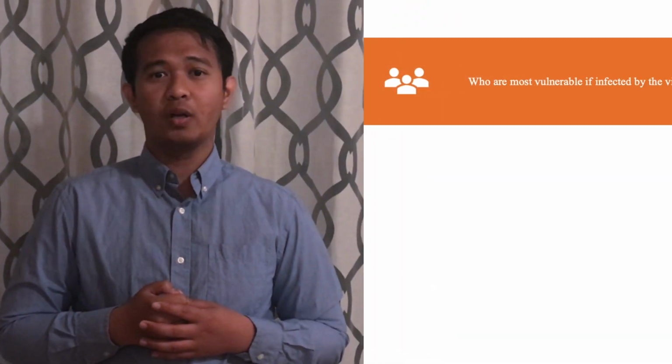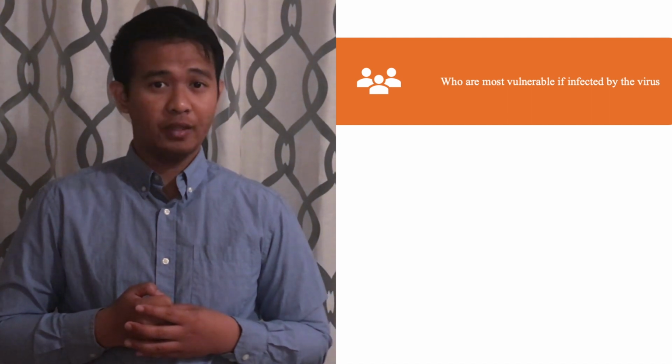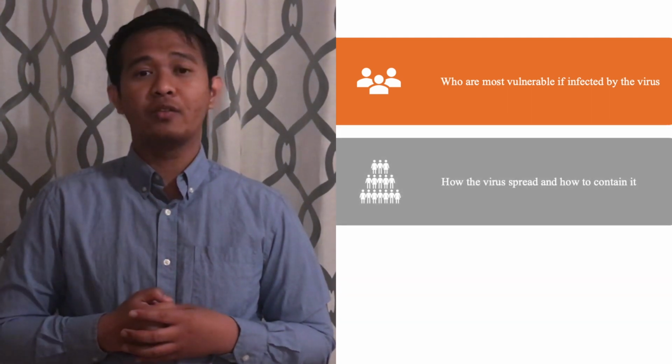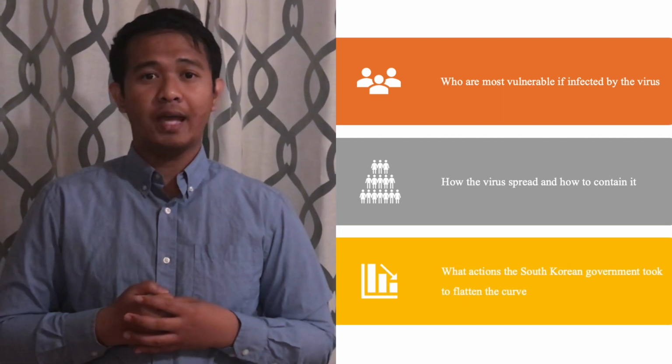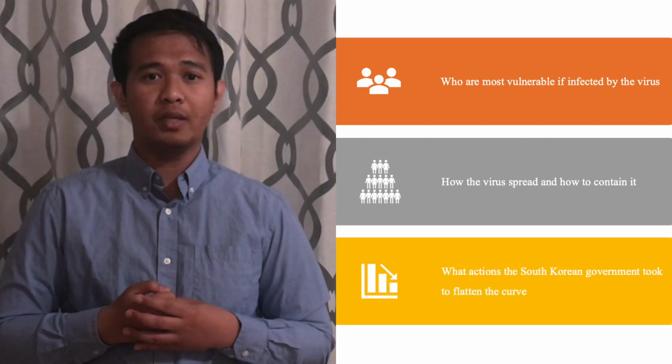It will be interesting to look at their data and see what we can discover from them and try to formulate some recommendations to flatten the curve in the United States where we live right now, especially in Utah. This presentation will cover 3 main topics. The first one, who are the most vulnerable if infected by the virus? Second, how the virus spread and how to contain it? And third, what actions the South Korean government took to flatten the curve.